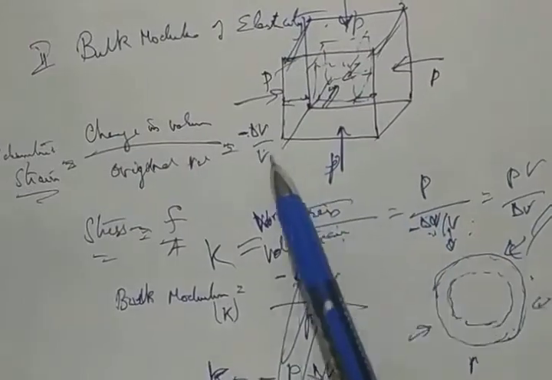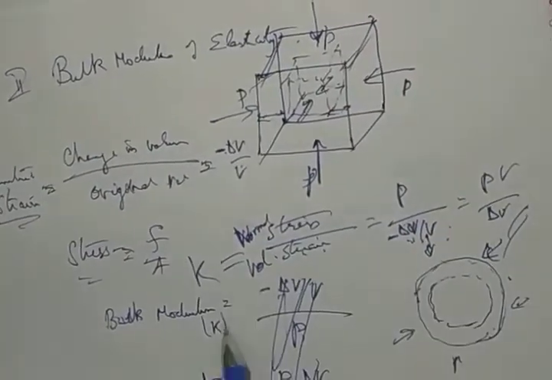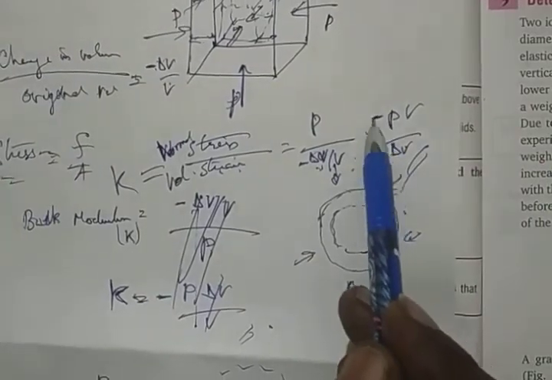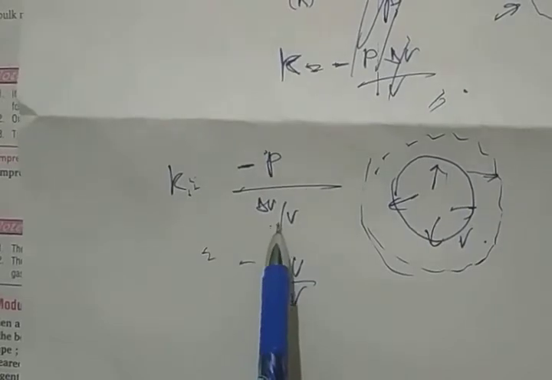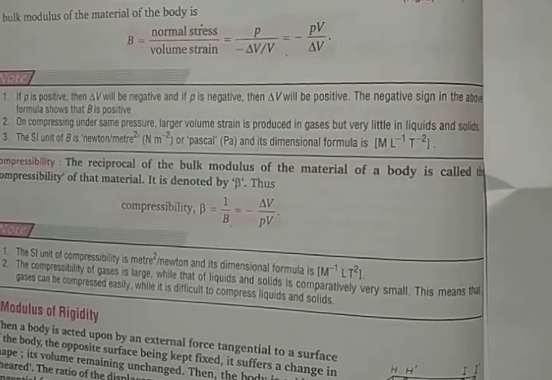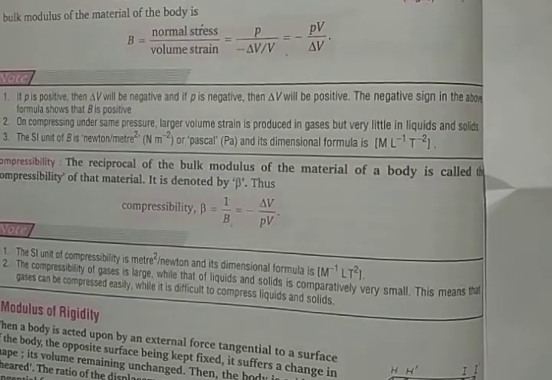Look at this one. Here P is positive and delta V is negative, so you get the bulk modulus value negative. The next one is P is negative and delta V is going to be positive. Again, the bulk modulus will be negative. We'll go to the last part of it. What is the last part of it?